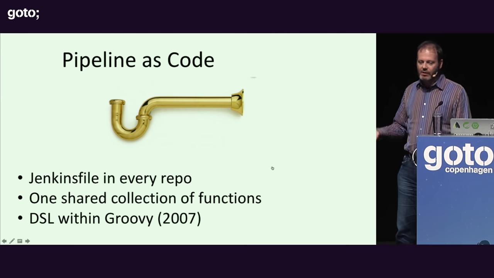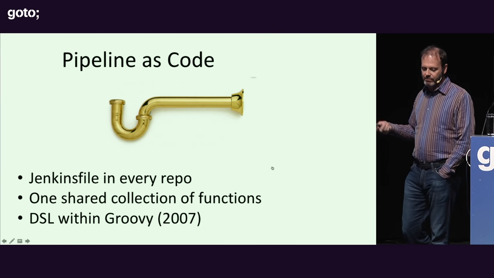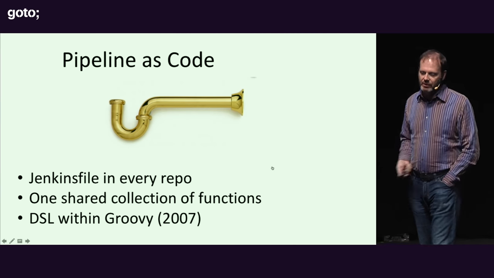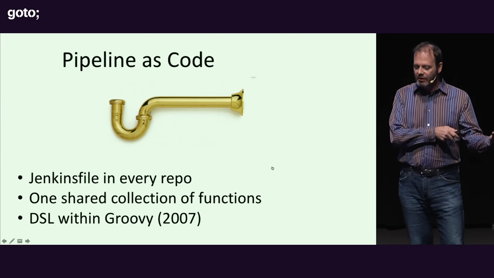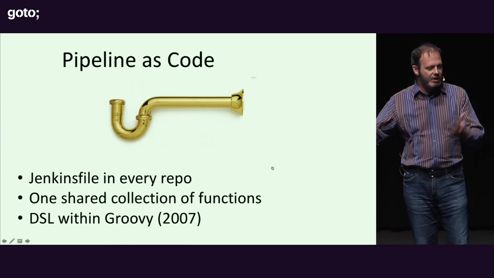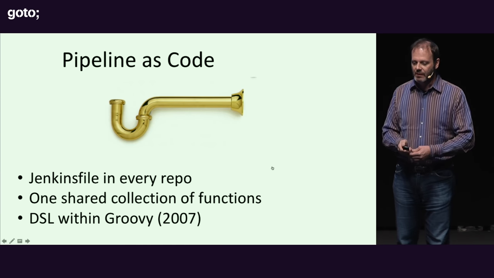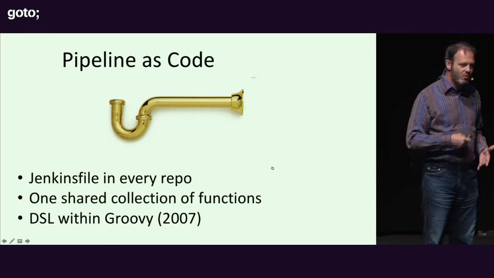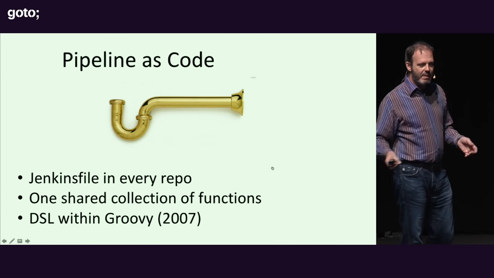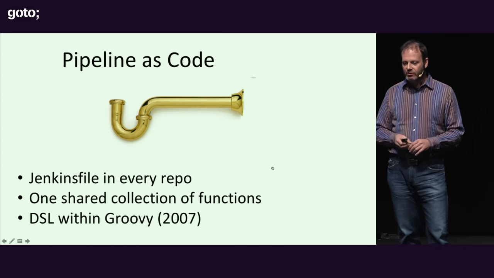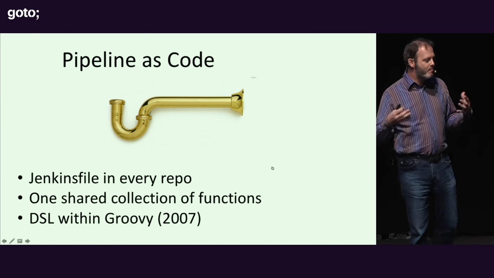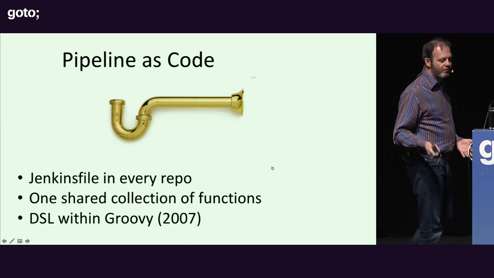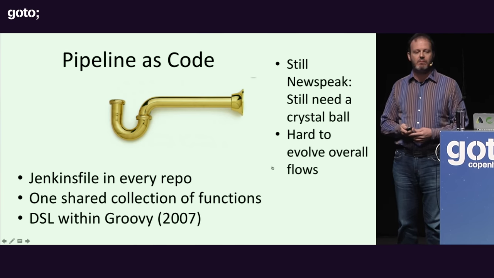Of course, there are other solutions out there that are somewhat more capable. For example, there's the notion of pipelines as code, where you have, say, a Jenkinsfile in every repo, and you have a shared collection of functions. You also have a DSL that's Groovy rather than Bash, so at least it has the advantage of being more modern than Bash. This is better, but it still suffers from the same newspeak problem.